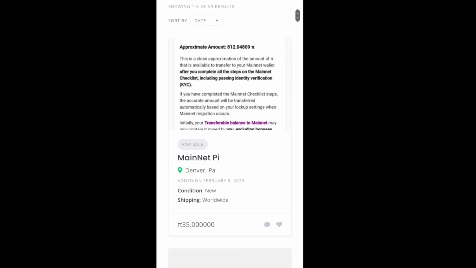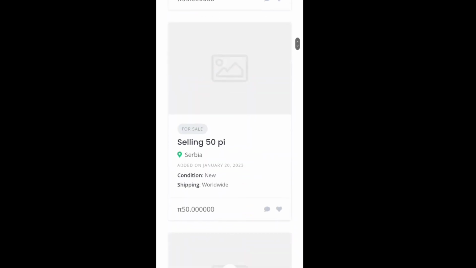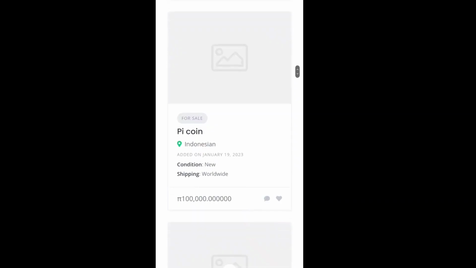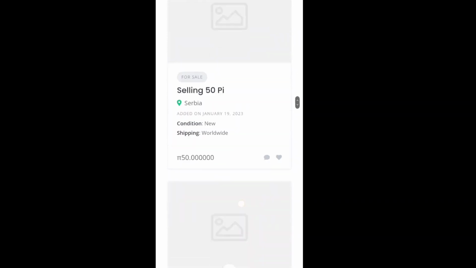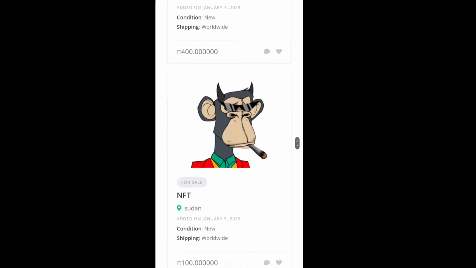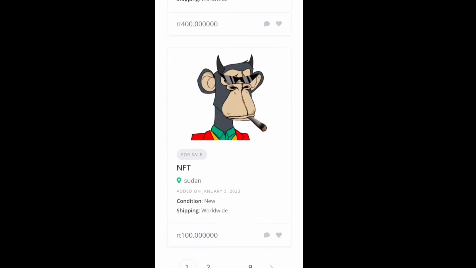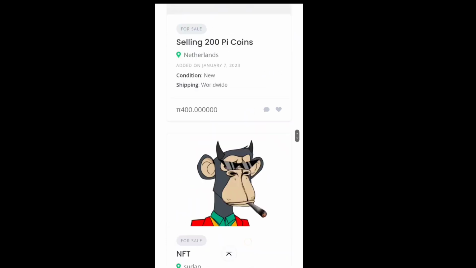So this is the listing. You can see people with official accounts selling Pi coin at a price. People are selling their Pi coin in different countries of the world, and they are also selling NFTs. 100 Pi coin is what they are selling the NFTs for.